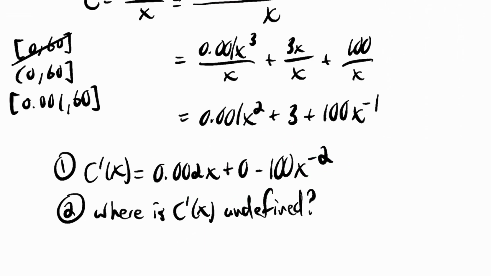Why is that? Well, this can be rewritten as 0.002x plus 0, I don't need to write, minus 100 over x squared. And you can't divide by 0, so x cannot be 0. But as I said, that doesn't happen in this interval that we're using. We've excluded 0. We've moved the beginning of the interval up to 0.001 intentionally. So for the interval we're talking about, this would be nowhere.